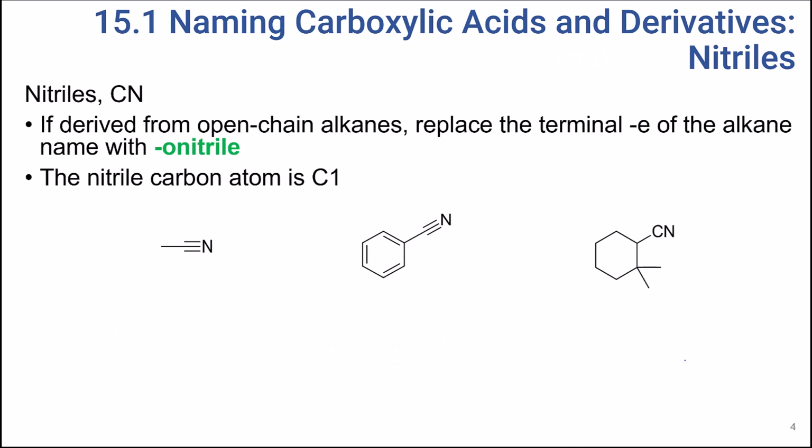For nitriles, we drop the E of the alkane again, and we end it with O-nitrile, and the nitrile carbon atom is 1. So this one is acetonitrile when it has 2 carbons. That's the common name. The IUPAC name here would be ethanonitrile. So we drop the E from ethane, and then we end it in O-nitrile. This one here is benzonitrile. And if CN is coming off of a ring, we have 2 here. This is 2,2-dimethyl cyclohexane carbonitrile.